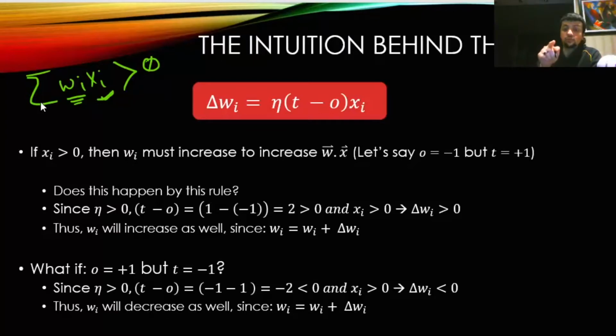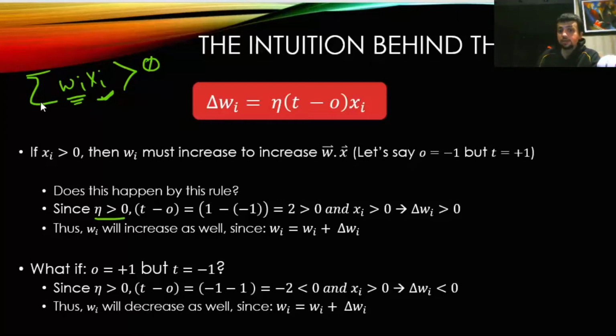Let's see whether our training rule would follow this logic. Let's see whether the delta Wi is indeed positive or not, meaning that we would like to see this rule increase Wi. Let's see if it happens. Now, learning rate is always positive. We know that. It's just a step size. Now, when t is 1 and o is -1, t minus o becomes 1 minus -1, which is 2. Again, this one is positive as well.